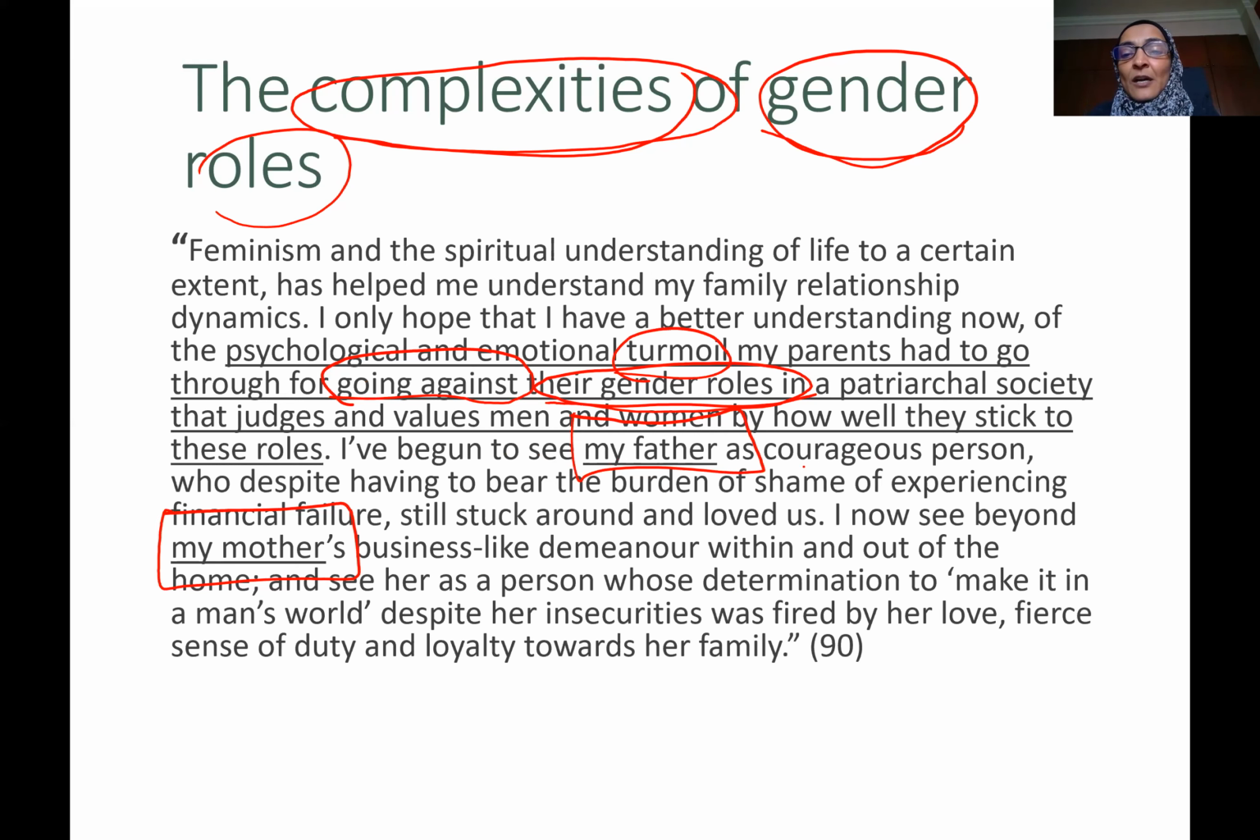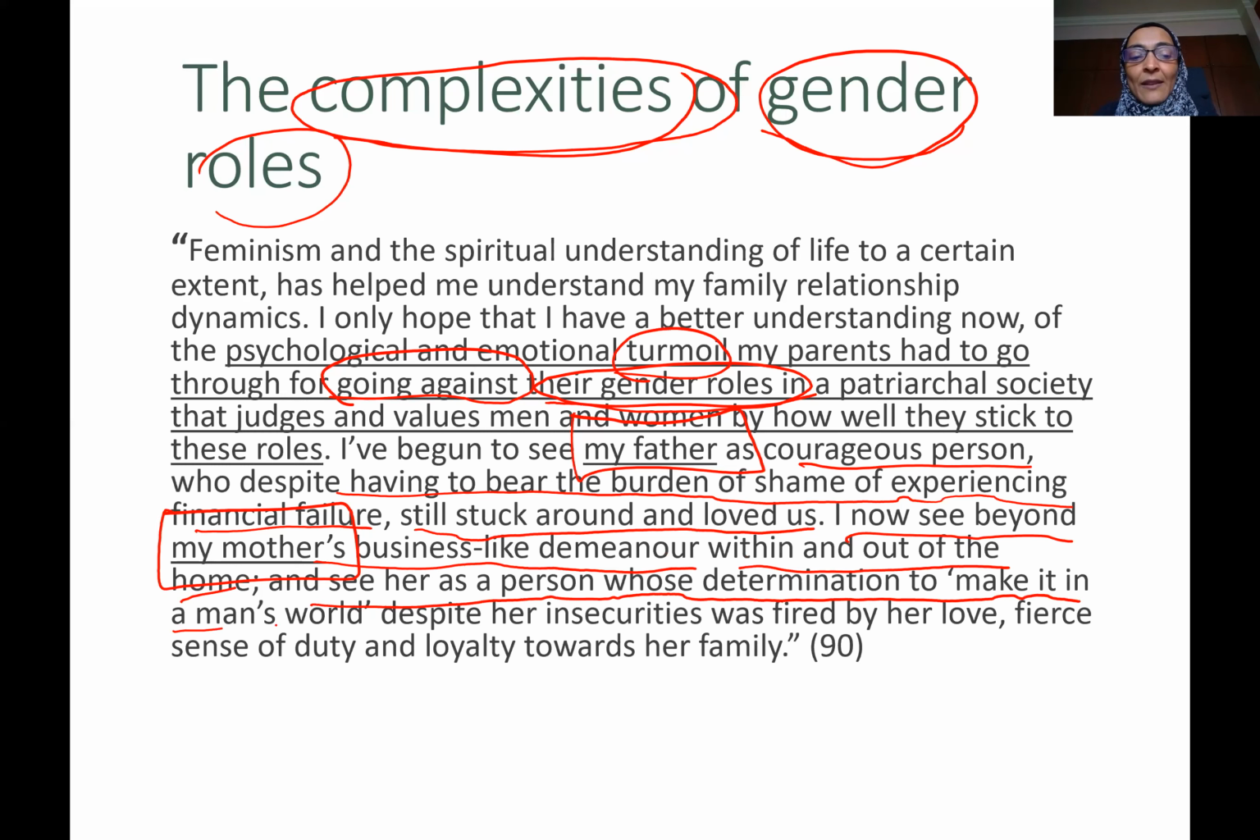I've begun to see my father as a courageous person who, despite having to bear the burden of shame of experiencing financial failure, still stuck around and loved us. I now see beyond my mother's business-like demeanor within and out of the home, and see her as a person whose determination to make it in the man's world, despite her insecurities, was fired by love, fierce sense of duty, and loyalty towards her family.